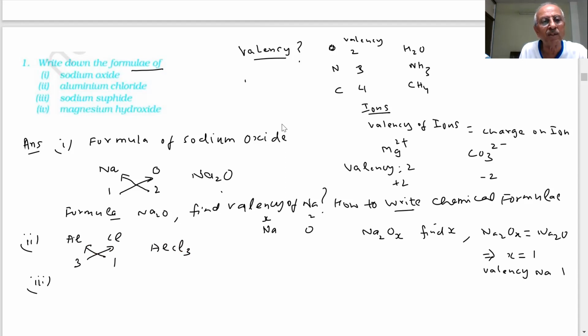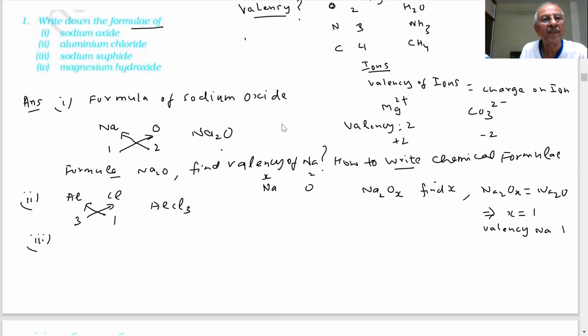Next question is coming on the screen. Write the formula of sodium sulfide. Again, you have 1 minute to answer the question. Sodium sulfide. You have sodium and you have sulfur, students. What is the valency of sodium? 1. What is the valency of sulfur? 2. Sulfur and oxygen are in the same group in the periodic table. There is a way to remember these things. They are in the same group, sulfur and oxygen.